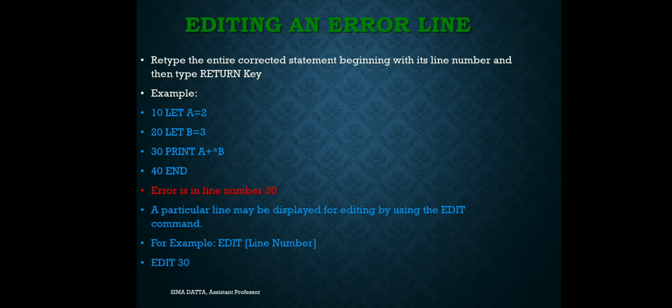See here, an example is given. In line number 10, LET A = 2, then 20 LET B = 3, then 30 PRINT A + * B, then 40 END. You can see in line number 30 there is an error. Suppose you want to print A + B, not A + * B. Now what will you do? To edit line number 30, you need to type EDIT, then space, then the line number. The line number is 30, so you will type EDIT 30. Then press the enter key. After pressing the enter key, this line will be displayed on the screen. Then you can edit there.